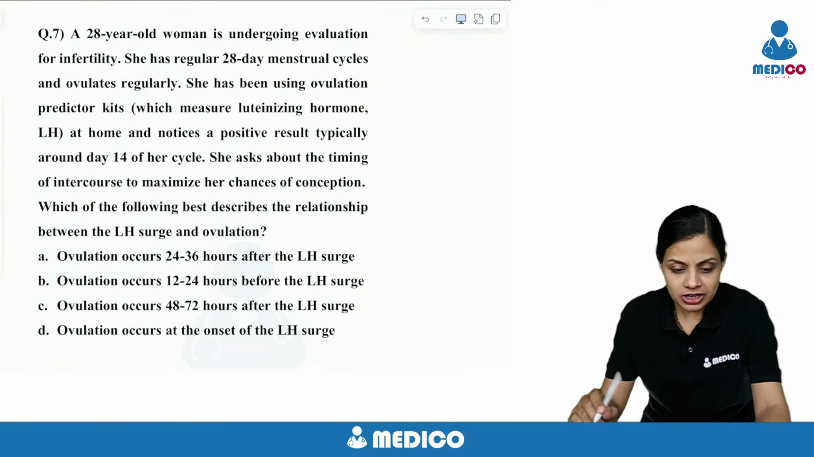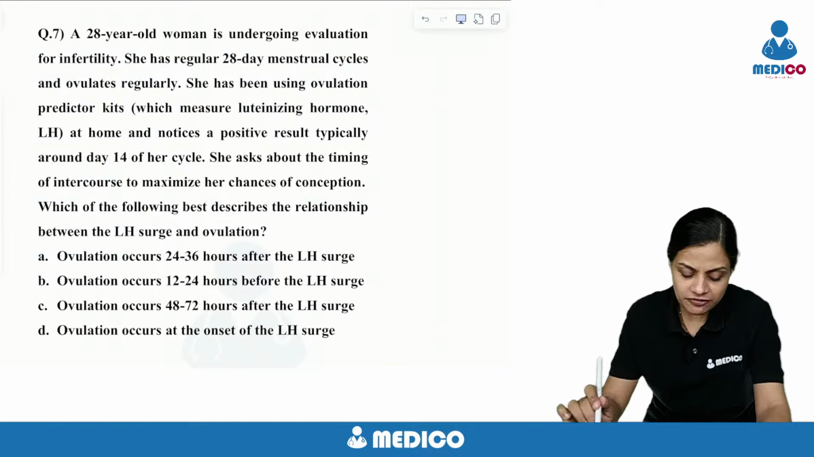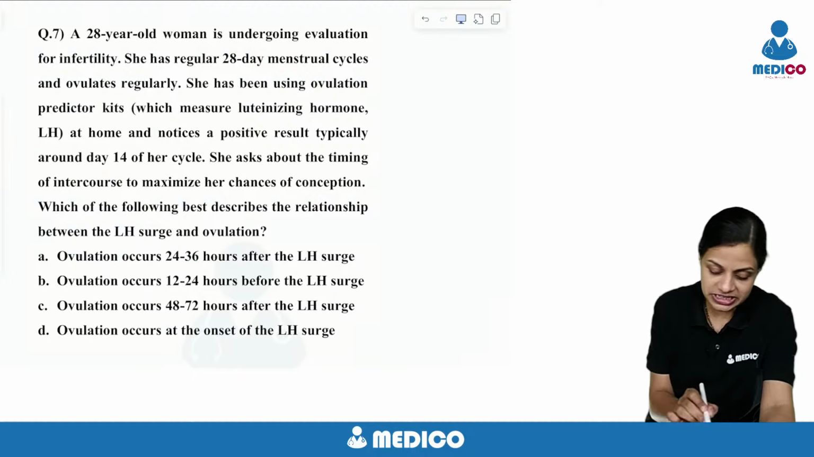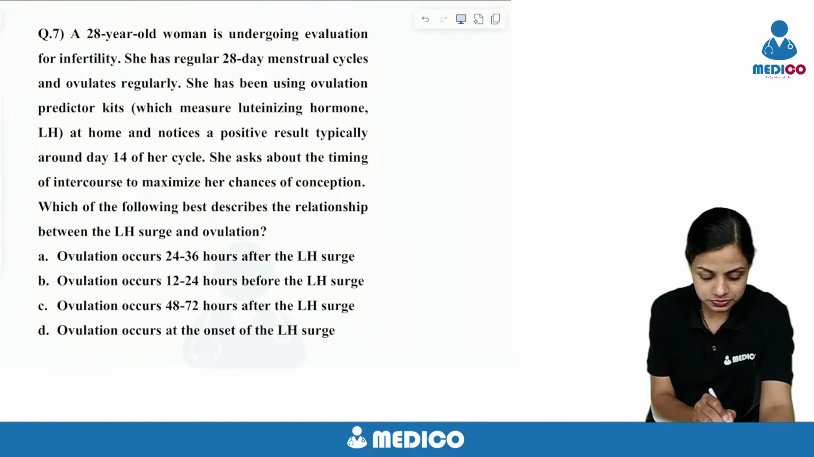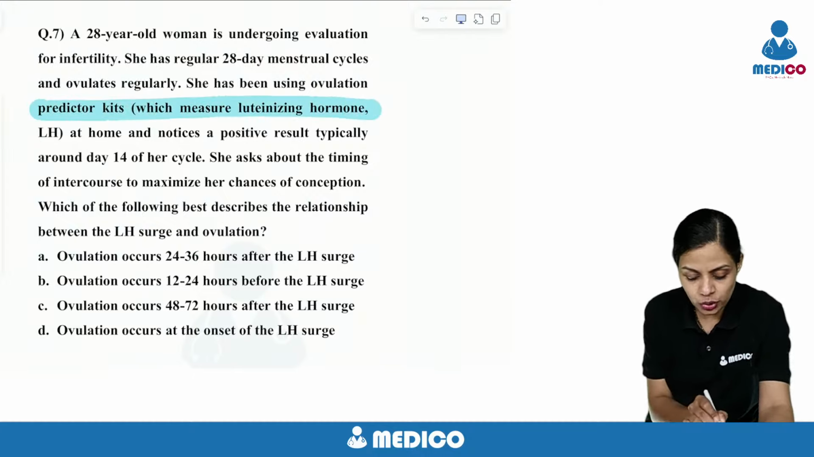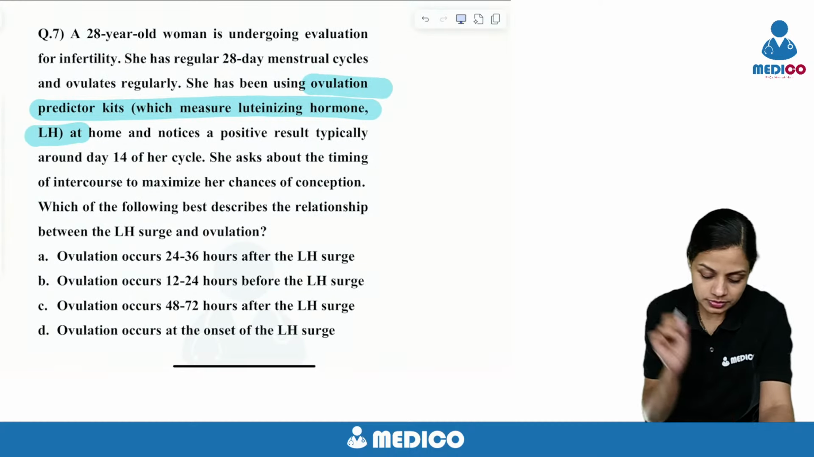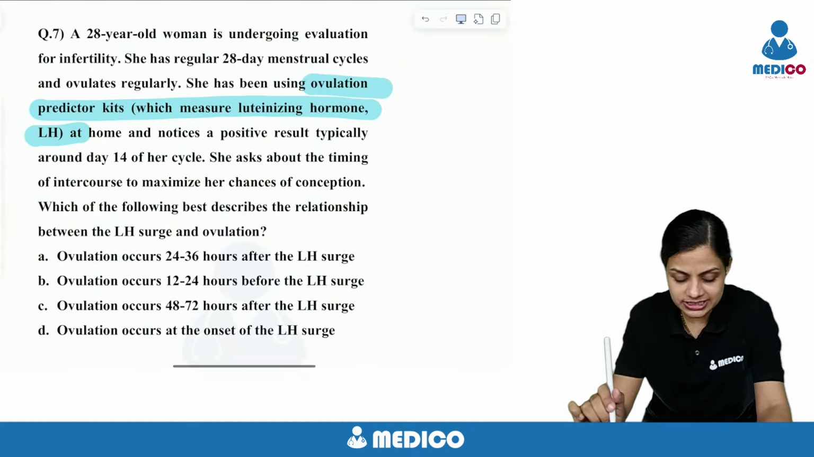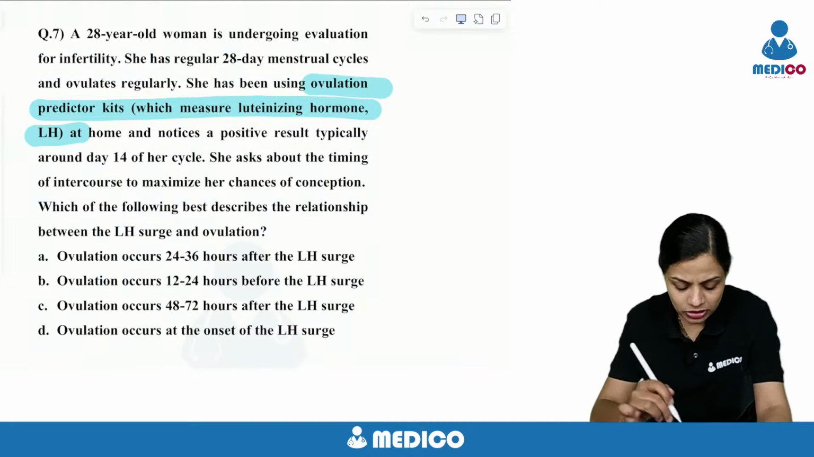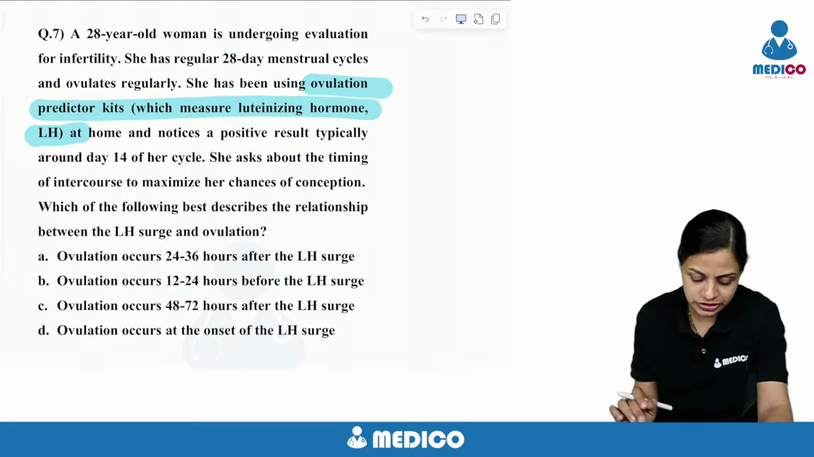Next question. A 28-year-old woman is undergoing evaluation for infertility. She has regular 28-day menstrual cycles and ovulates regularly. She has been using ovulation predictor kits. What does an ovulation predictor kit measure? It measures the luteinizing hormone at home, and she notices a positive result typically around day 14 of her cycle. She asks about the timing of intercourse to maximize her chance of conception.